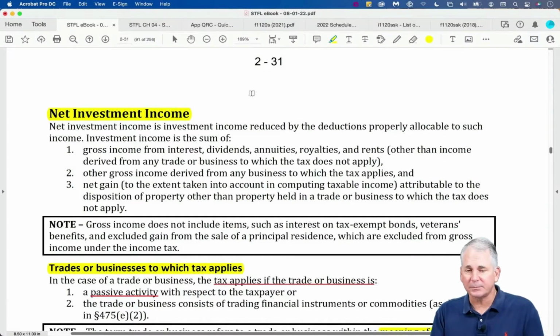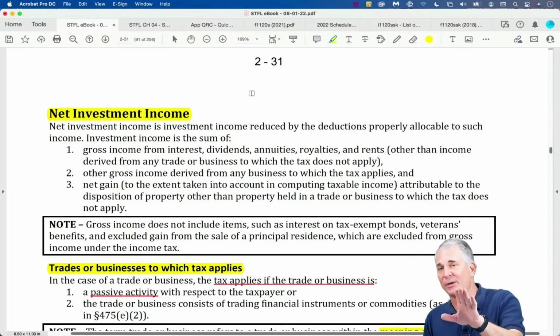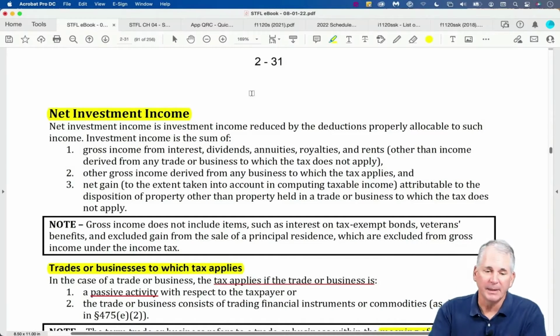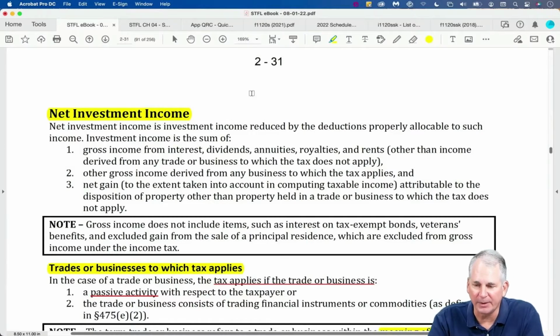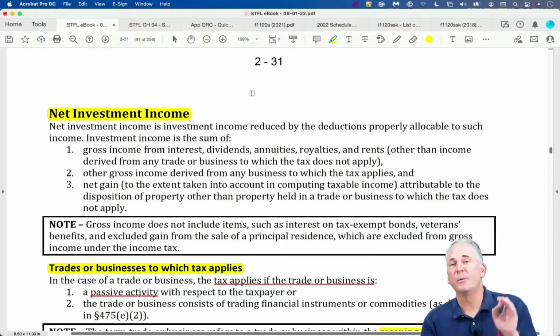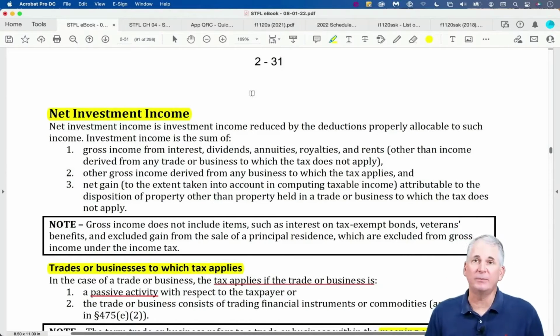Item 2 says the 3.8 can apply to other gross income derived from any business to which the tax applies. All right, we'll talk about what type of businesses are subject to it in a second. Item 3 says it also applies to net gains, to the extent they're taken into account in computing taxable income, attributable to disposition of property other than property held in a trade or business to which the tax does not apply. All right, so generally what they're saying here is it applies to capital gains, but it can also apply to the sale of depreciable trade or business property, 1231 gains, if that business is subject to the tax.